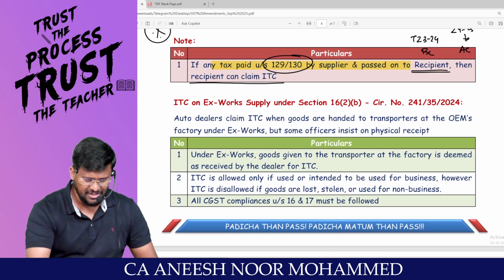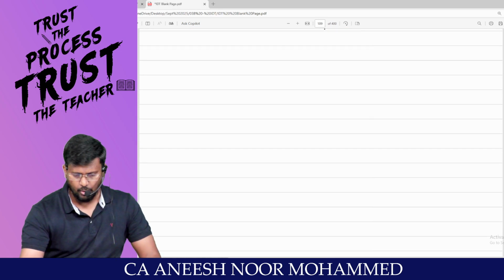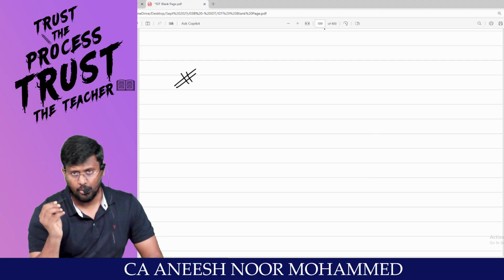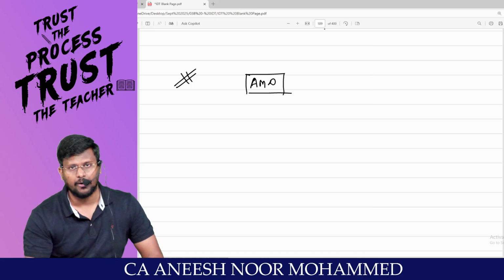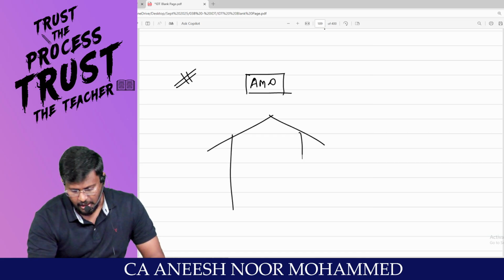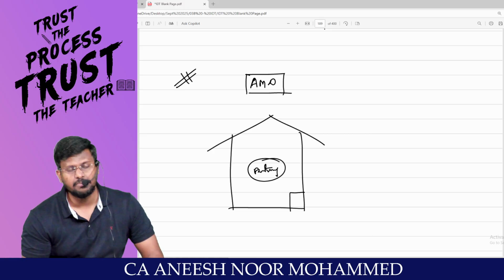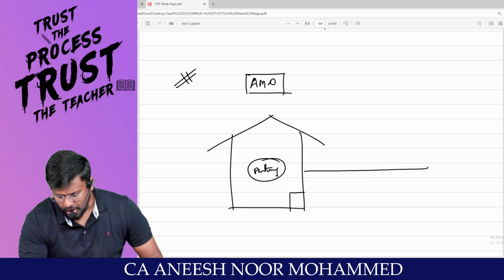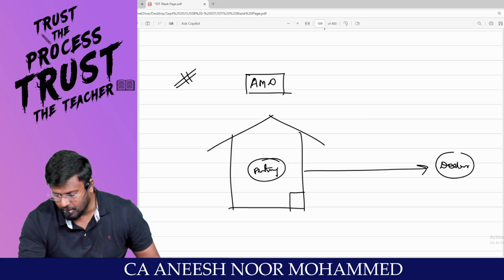Okay, sir. This is again one more circular, my dear lovable students. I will explain that circular. For example, what the circular is dealing with is, if you are an automobile dealer, for example, I am a manufacturer of cars. The car is manufactured in my factory, my dear lovable students. This is my factory, here the car is manufactured. After manufacturing the car, I am giving this car to my dealer.